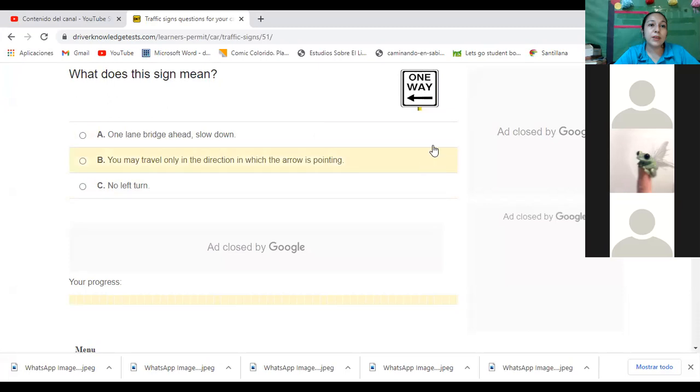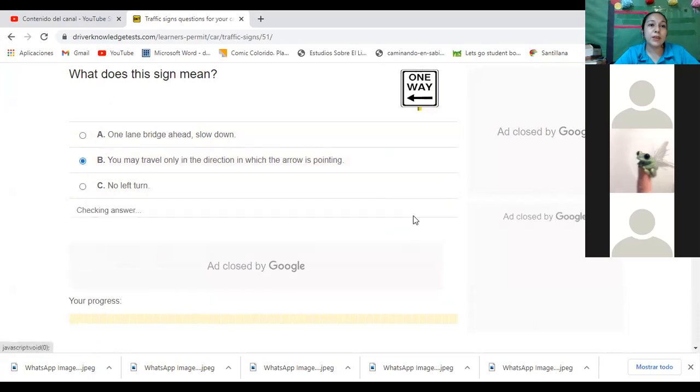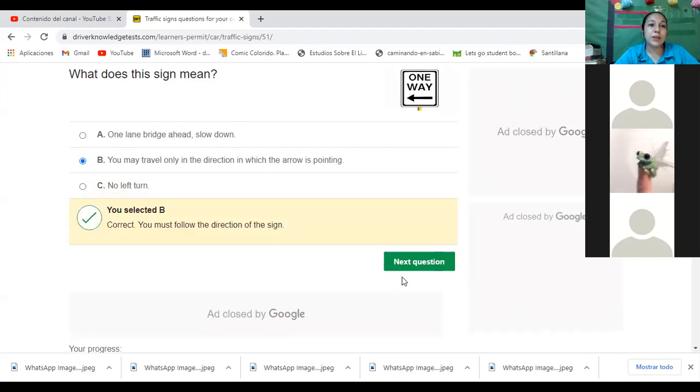So you have this one, one way. Okay, what is the option? A, B, or C? One lane bridge ahead, slow down. You may travel only in the direction in which the arrow is pointing, or no left turn. What is that? A, B, or C? The second one, okay, B. Let's see. Okay, checking answer. Yes, okay.